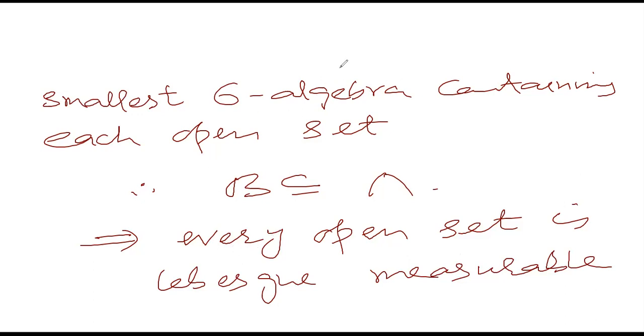Not every open set, that's already done. Every Borel set is measurable, because B is a subset. The members of B are called Borel sets, and they are also members of lambda, but the members of lambda are called measurable sets. Therefore, every Borel set is Lebesgue measurable. So this proves the theorem completely.